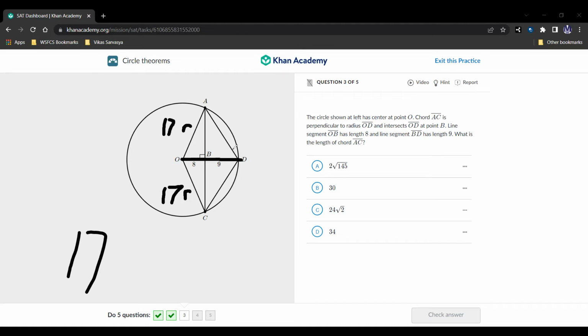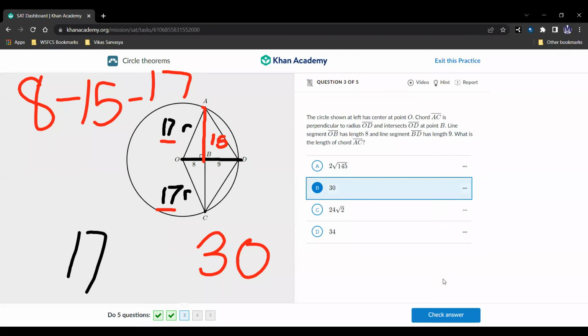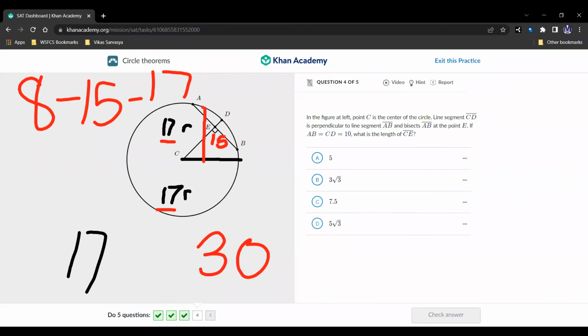And OB is 8. Well, do we have a Pythagorean triple for 8 and 17? We do. It's 8, 15, and 17. You don't have to memorize this, but you do have to remember how to derive this because this is a non-calculator question, so it would be good to know this or to have it in your memory somewhere. 8, 15, 17. So then this AB right here is going to be 15. AB is half of AC, so since AB is 15, AC is going to be 30, and our answer is B, 30. Let's move on to the next question.